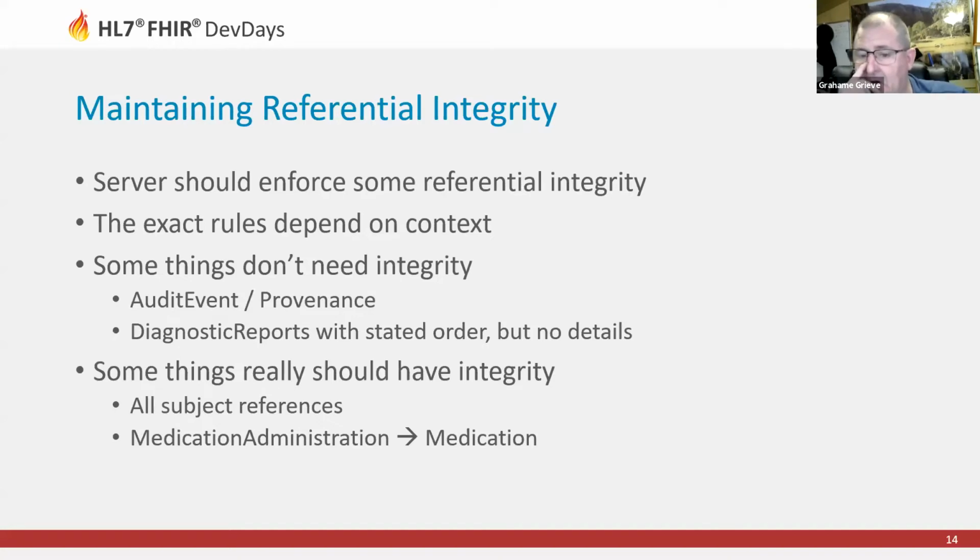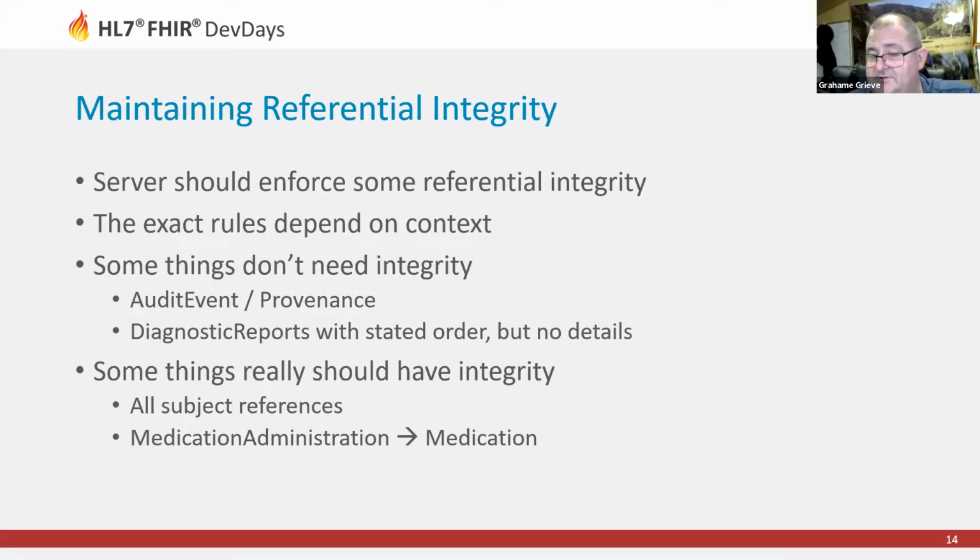For instance, it's pretty standard to keep audit events and provenance trails around resources that have been deleted. It's the point. You have an audit trail to say this was deleted. You can't delete the audit trail when you delete something. So you don't want integrity on those.